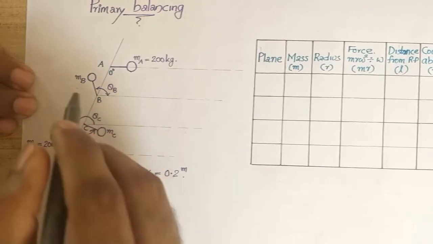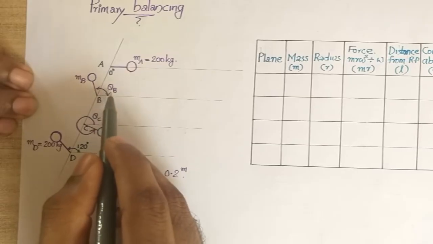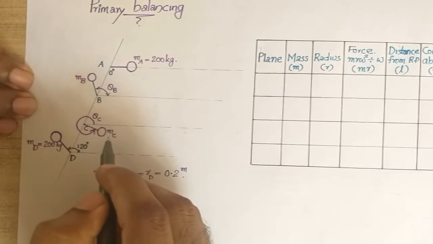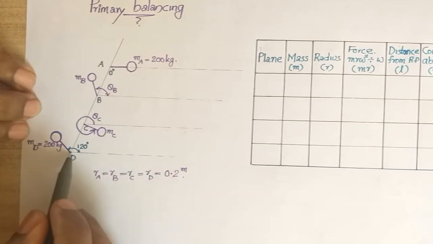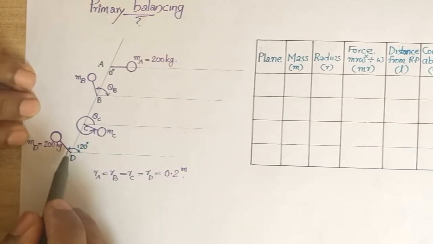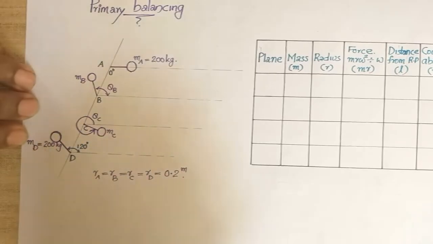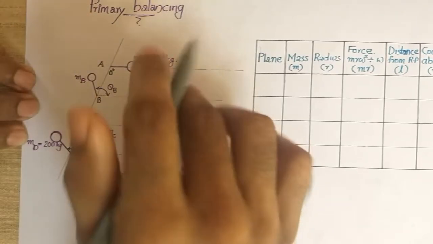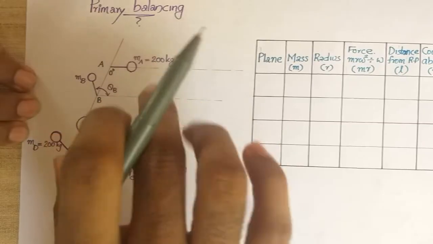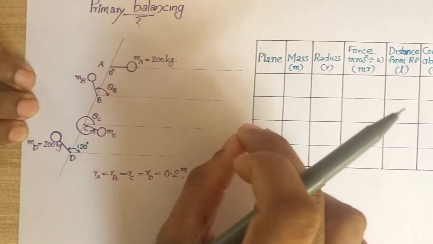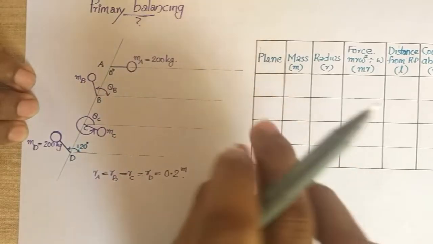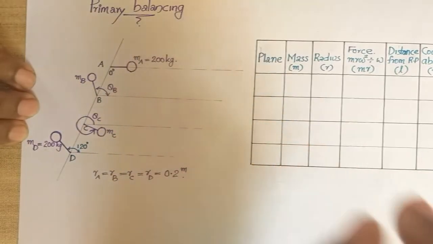MB is not known, RB is the same, and theta B is to be found. So the 4 unknowns are MB, MC, theta C and theta B, and at this end MD is kept at 120 degrees at a distance of 0.2 meter. So this is in complete primary balance. For this system, if you consider the primary forces only, that is m r omega square cos theta as the general term, then the force as well as couple polygons will be closed.